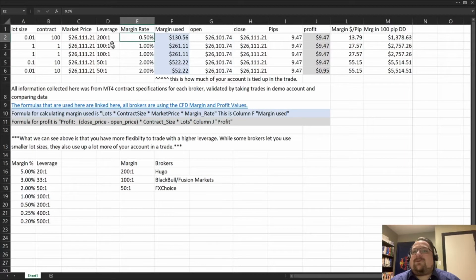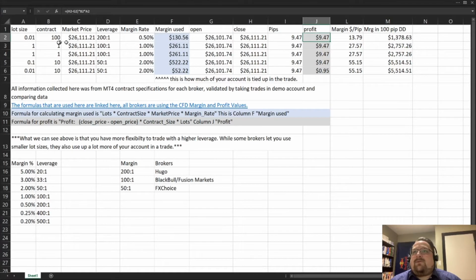Now what we can do here is look at the blue formula column. Basically your lot size, column A, times your contract size, column B, times the market price, which is column C, times the margin rate, which is the margin percentage. And that is what gets us this 130.56, okay? Now, to figure out what our profit is, the formula for profit is our close price minus the open price times contract size, 100, times lots, 0.01, which gets us to our profit of $9.47 over here.